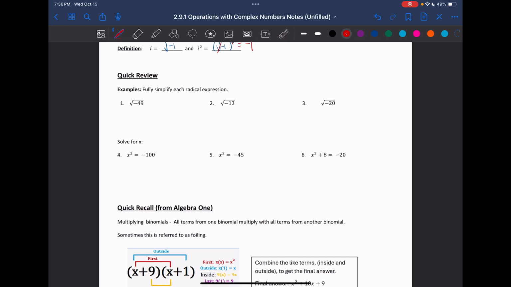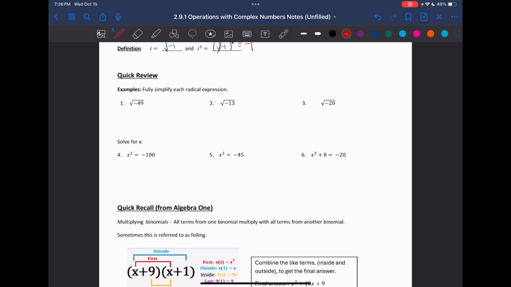Remember, we can break them down and then just express it with an i to remind ourselves that in our calculators, they can't compute negative radicals. So if we want to keep working with these numbers, we just put an i instead and treat it as if it were like a variable.